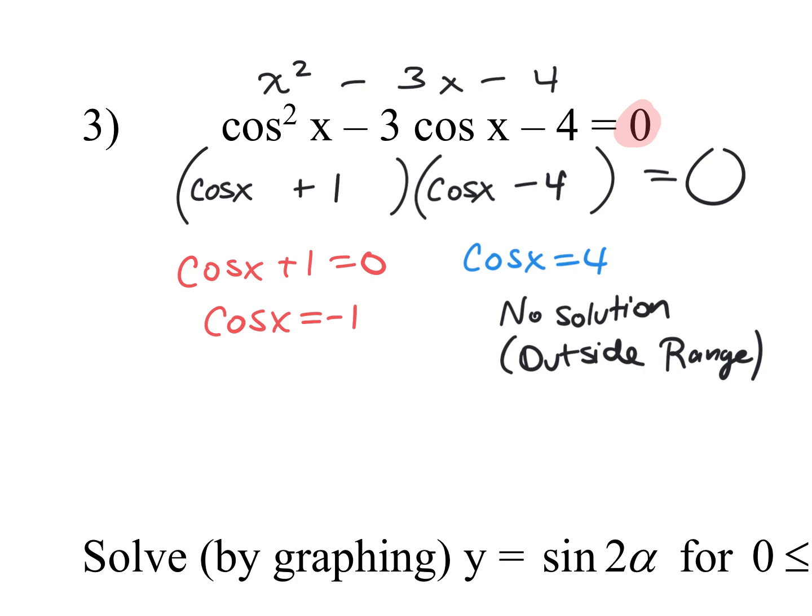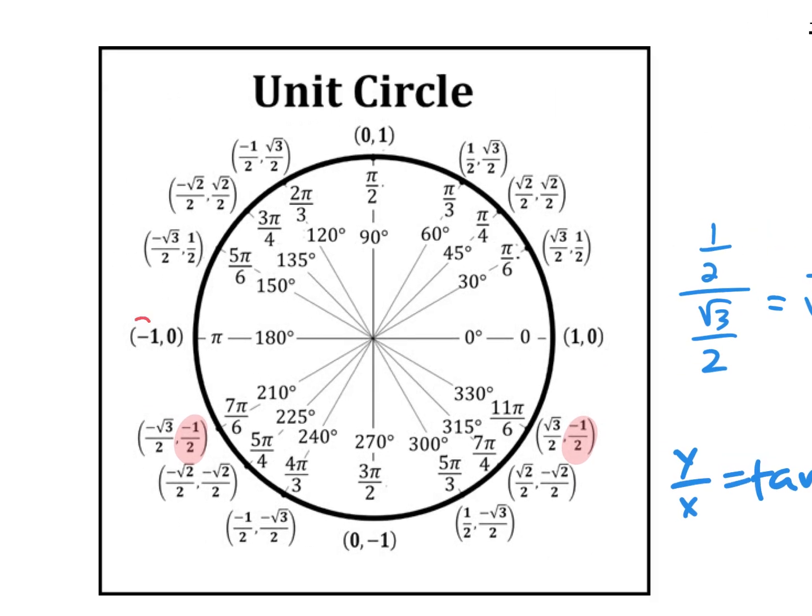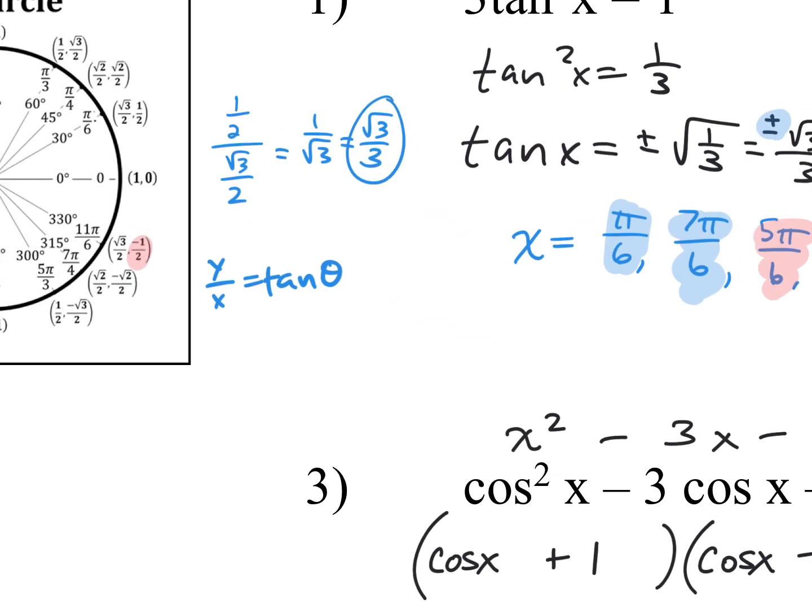So the only component here that's going to generate an answer is this one, where we have cosine x equals -1. Cosine is the x coordinate on our unit circle. So where does the x coordinate equal -1? That happens over here. Our solution for this problem must be pi.